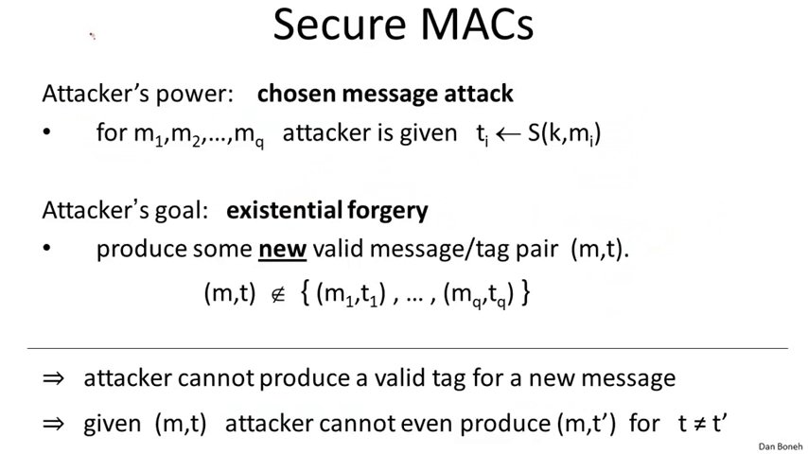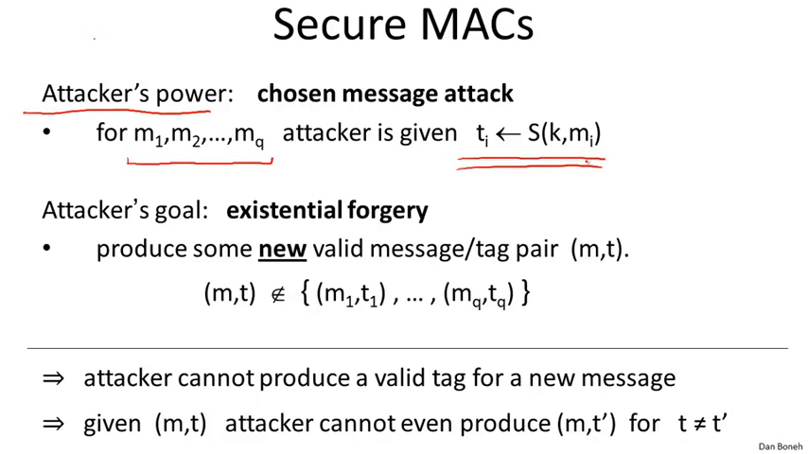messages en route. So next we want to define what it means for a MAC system to be secure. So as usual, we define security in terms of the attacker's power, what can the attacker do, and the attacker's goal, what is he trying to do. So in the case of MACs, the attacker's power is what's called a chosen message attack. In other words, the attacker can give Alice arbitrary messages of his choice, M1 to Mq, and Alice will compute the tag for him on those messages and give him those tags.